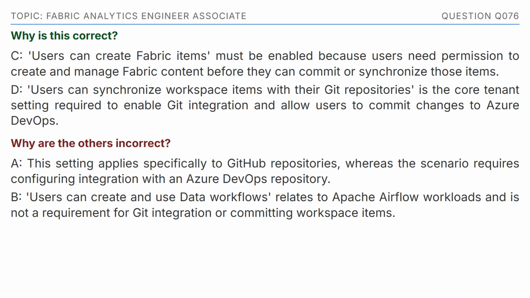D, users can synchronize workspace items with their Git repositories is the core tenant setting required to enable Git integration and allow users to commit changes to Azure DevOps. Why are the others incorrect? A, this setting applies specifically to GitHub repositories, whereas the scenario requires configuring integration with an Azure DevOps repository. B, users can create and use data workflows relates to Apache Airflow workloads and is not a requirement for Git integration or committing workspace items.